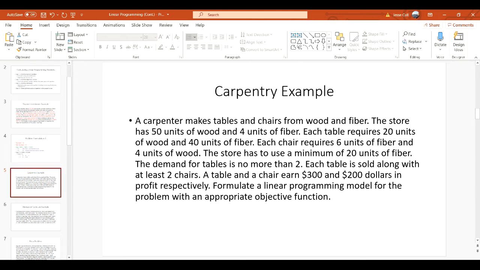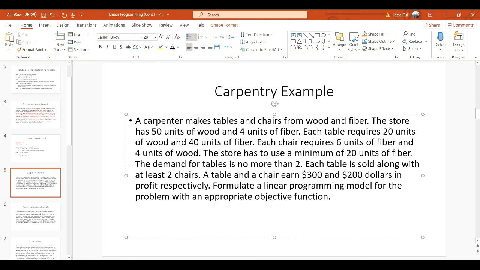Here, once again, we're going to begin by looking at key information. So let's go through the example now. A carpenter makes tables and chairs from wood and fiber. The store has 50 units of wood and 4 units of fiber. Each table requires 20 units of wood and 40 units of fiber. Each chair requires 6 units of fiber and 4 units of wood.